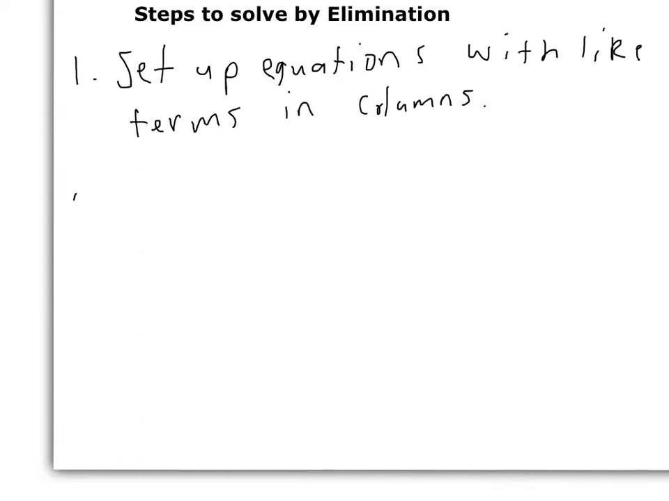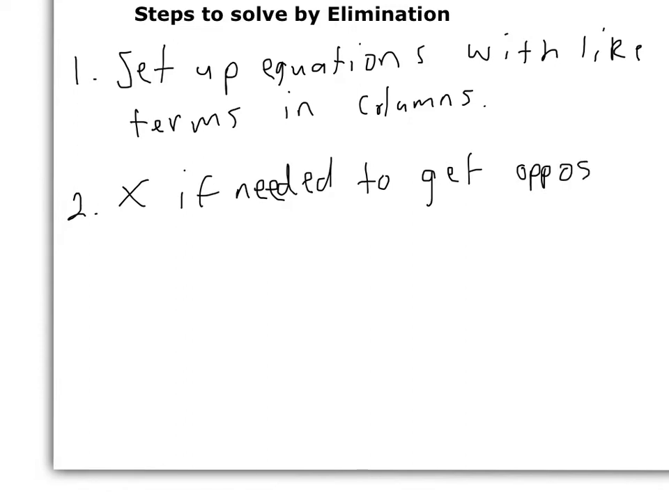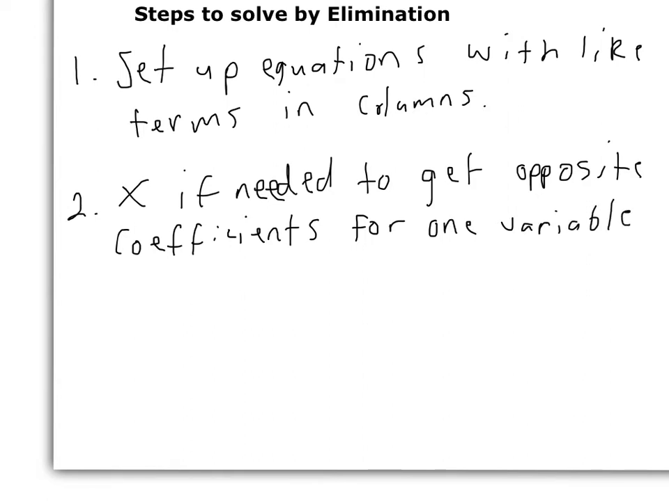Step 2 is to multiply if needed to get opposite coefficients for one variable.